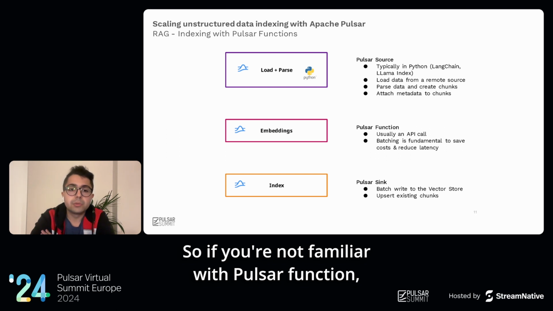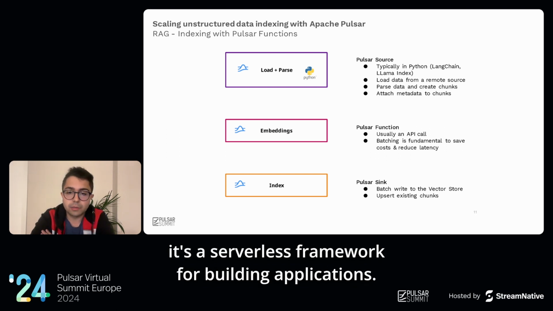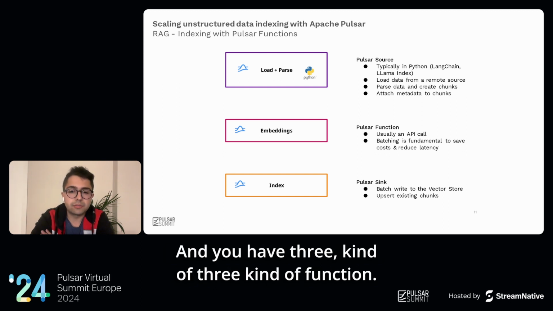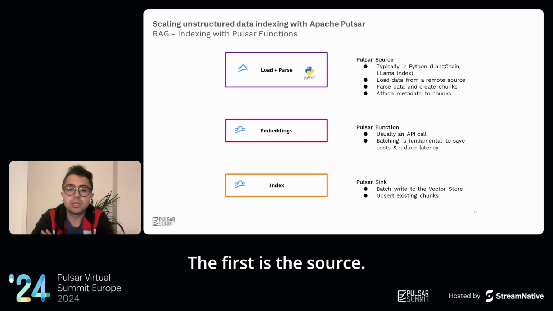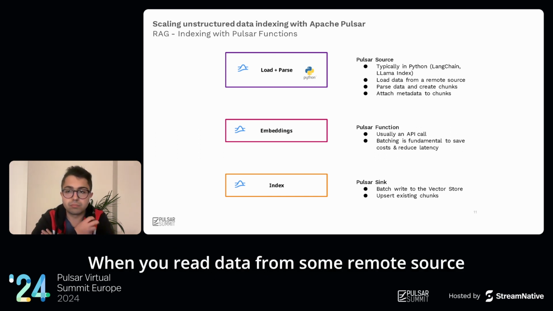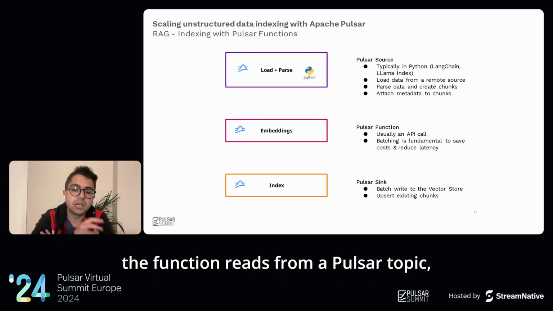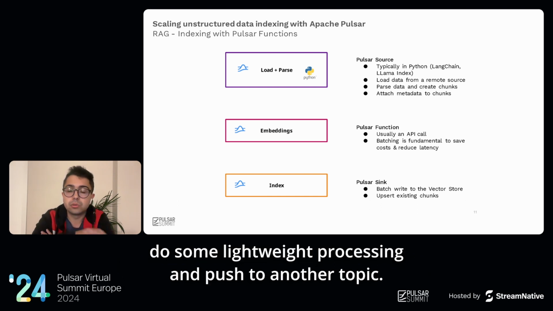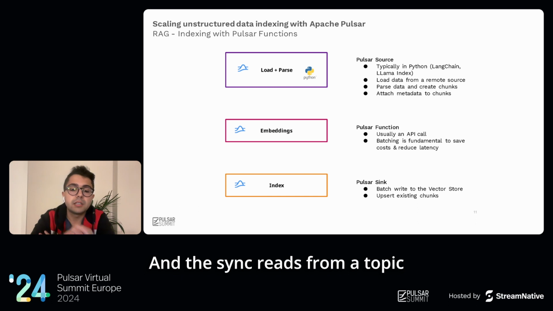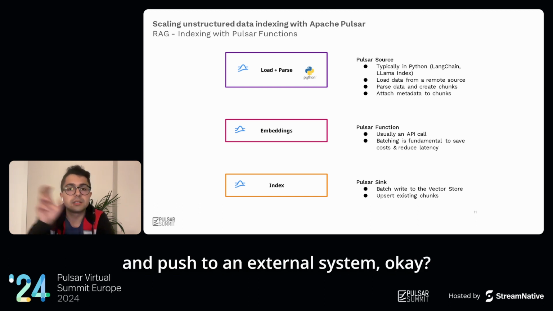If you're not familiar with Pulsar Functions, it's a serverless framework for building applications, and you have three kinds of functions. The first is the source, where you read data from some remote source and push that into a Pulsar topic. The function reads from a Pulsar topic, does some lightweight processing, and pushes to another topic. And the sink reads from a topic and pushes to an external system.